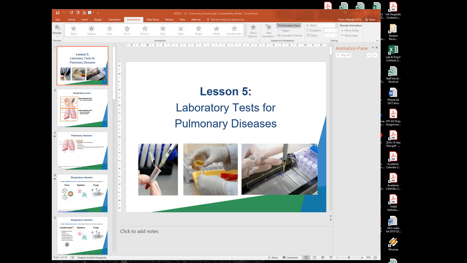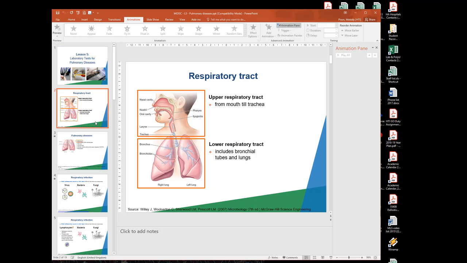Lesson 5. Laboratory tests for pulmonary diseases. The respiratory tract can be divided into two parts. The upper tract starts from the mouth to the trachea. The lower part includes the bronchial tubes and lungs.